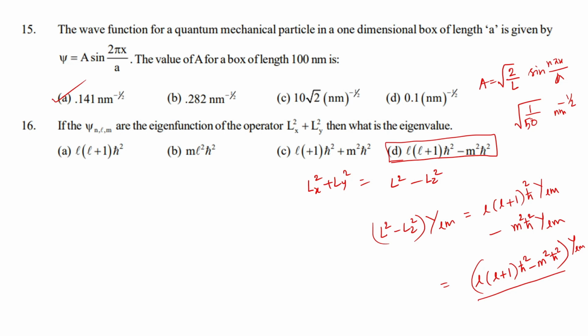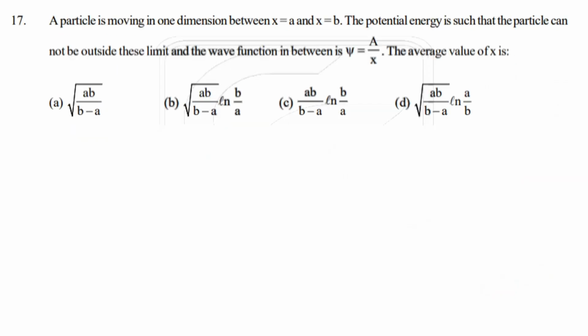Priyanka, did you get it? Yes. Okay. I'll go to the next question. 17. A particle is moving in one dimension, from x equal to a to x equal to b. That means instead of 0 to L, it is a to b. The potential energy is such that the particle cannot be outside. This is just like a particle in a box. The boundaries are a and b.